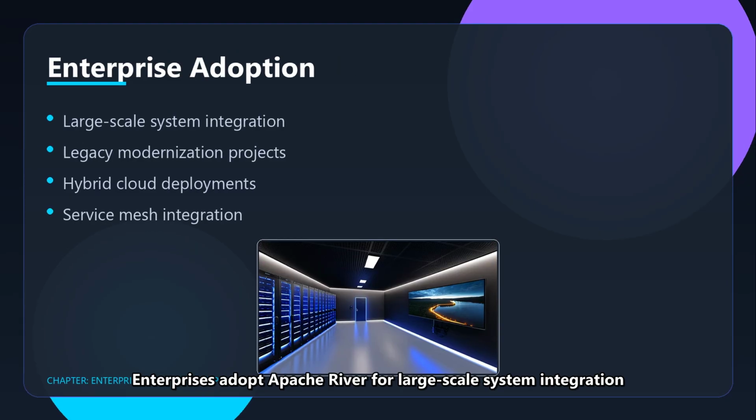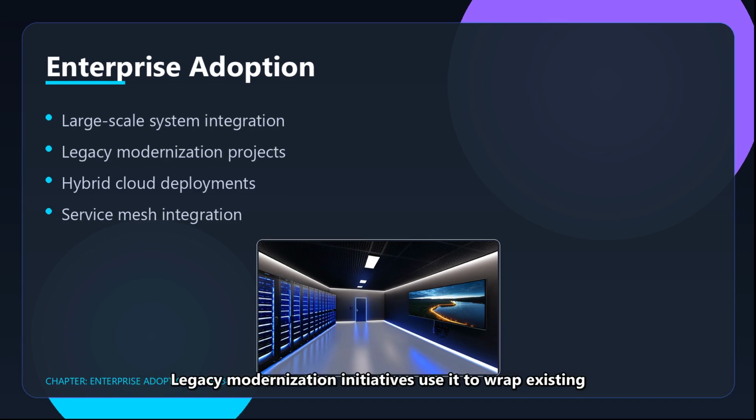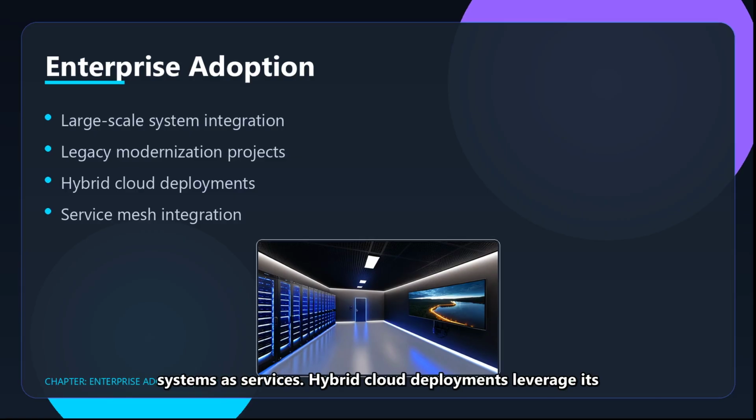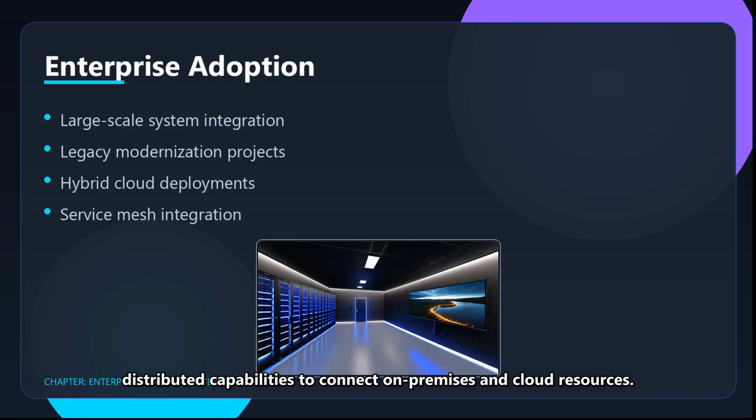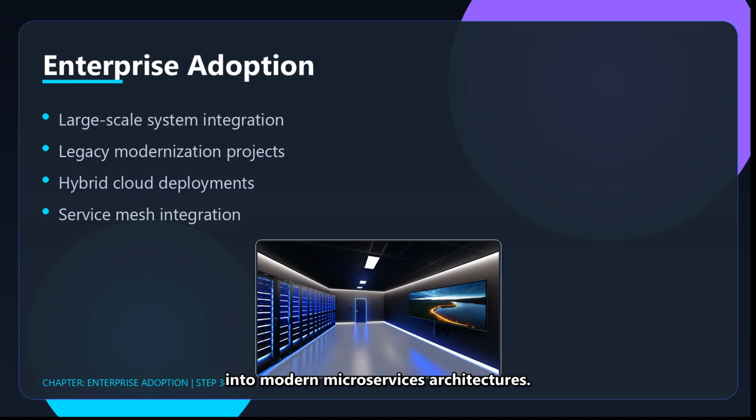Enterprises adopt Apache River for large-scale system integration projects that require robust service discovery and communication. Legacy modernization initiatives use it to wrap existing systems as services. Hybrid cloud deployments leverage its distributed capabilities to connect on-premises and cloud resources. Integration with service mesh technologies extends its reach into modern microservices architectures.